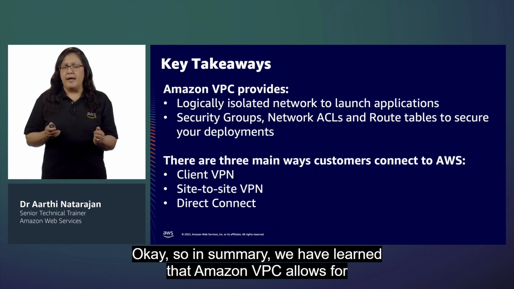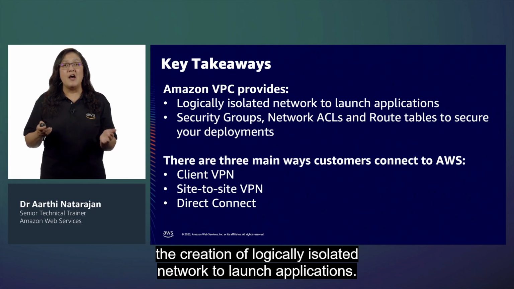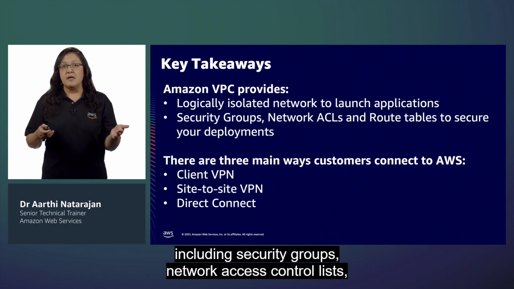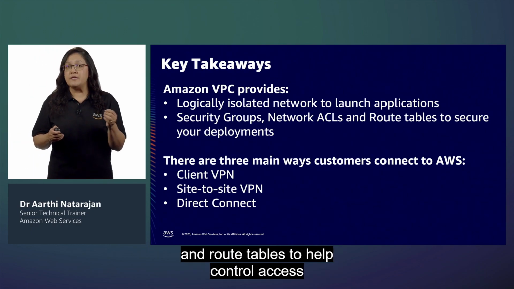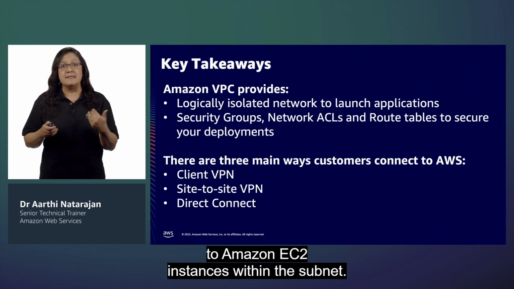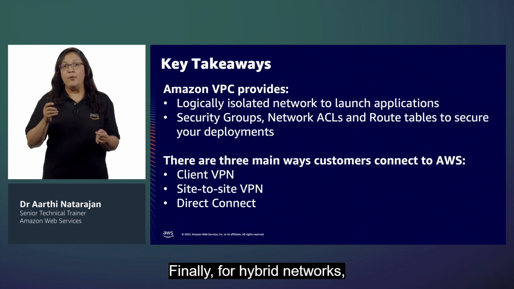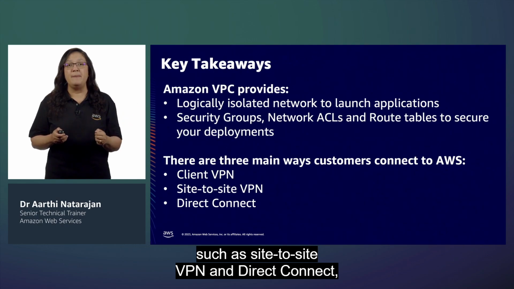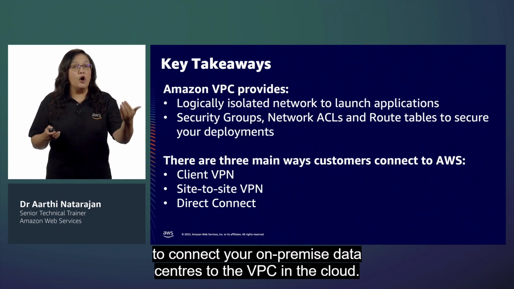Okay, so in summary, we have learned that Amazon VPC allows for the creation of a logically isolated network to launch applications. Within your VPC, you can use multiple layers of security, including security groups, network access control lists, and route tables to help control access to Amazon EC2 instances within the subnet. Finally, for hybrid networks, AWS offers different connectivity options such as site-to-site VPN and Direct Connect to connect your on-premise data centers to the VPC in the cloud.